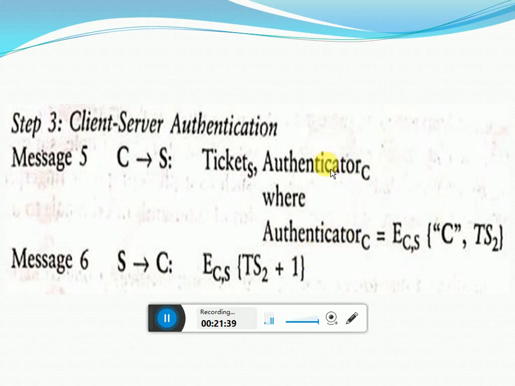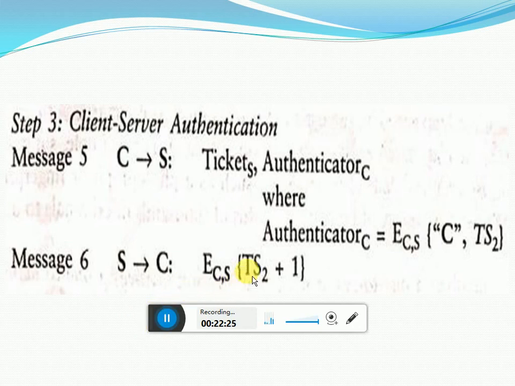S verifies the authenticator that is generated by C. Whatever authenticator is created by C is going to be verified by S, and S then increments the timestamp and encrypts it with a fresh session key. The timestamp which was generated in the authenticator will be incremented by 1, because it was generated by the client, and incrementing this timestamp information indicates that this action is performed by the server. It encrypts this using the session key that is shared between the client and the server, and passes it back to the client.